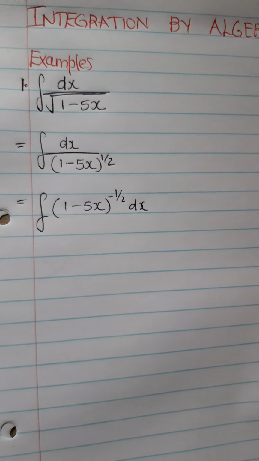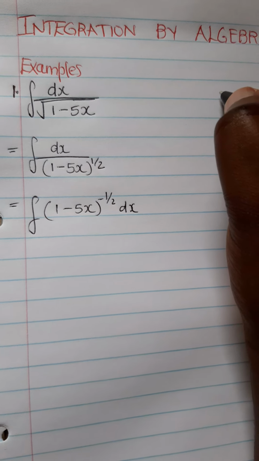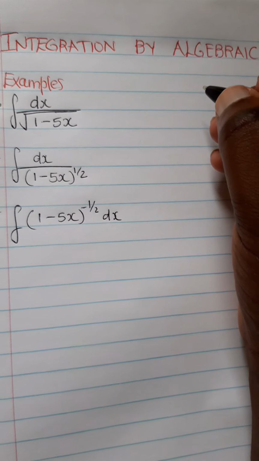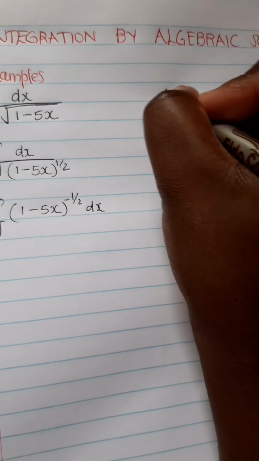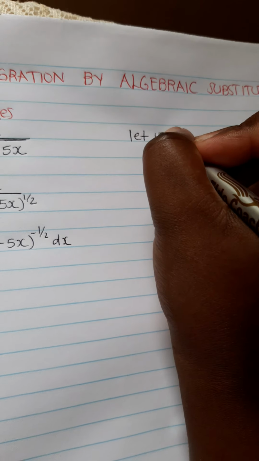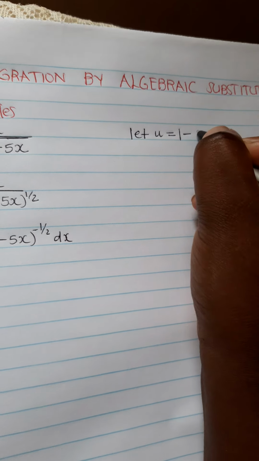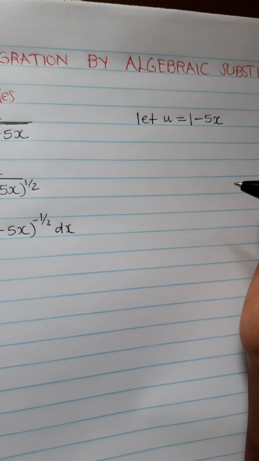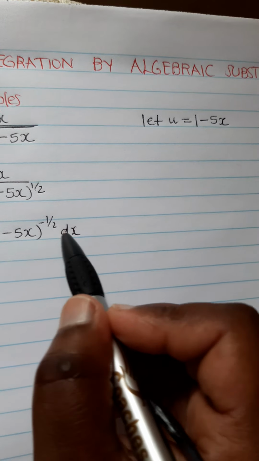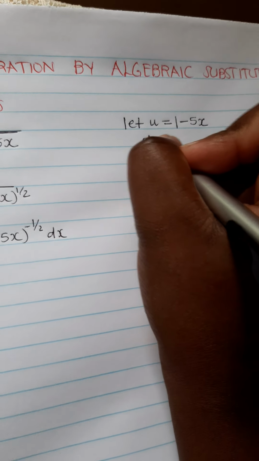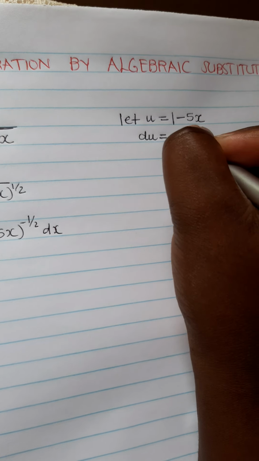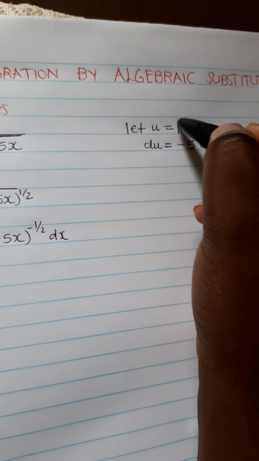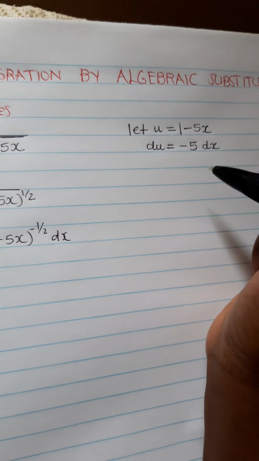Right. Then from here, with algebraic substitution, you need to be able to see which term to make u. So in this case, we say let our u be equal to 1 minus 5x. Remember, we're trying to eliminate everything that has x. So that is this term here and also dx. So du will be equal to negative 5 times dx, because the derivative of a constant is 0 and the derivative of this is negative 5, and then times dx.